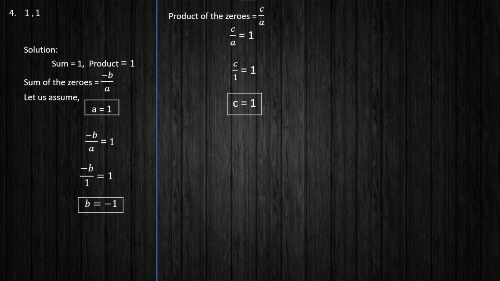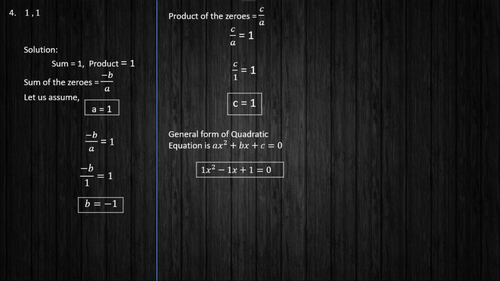Therefore, a is 1, b is minus 1 and c is equal to 1. Now we need to write the general form of the quadratic equation, that is ax square plus bx plus c is equal to 0. Substitute the coefficient values for a, b and c. The equation will become 1x square minus 1x plus 1 is equal to 0.